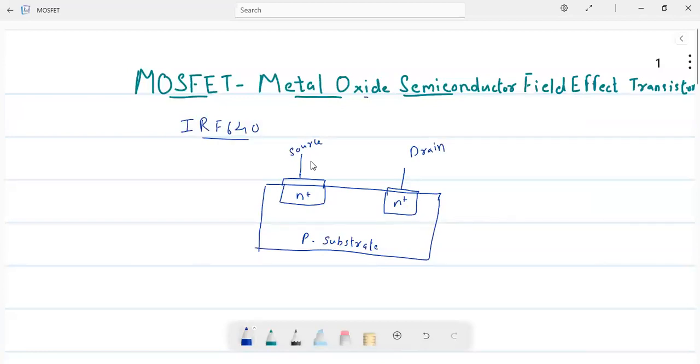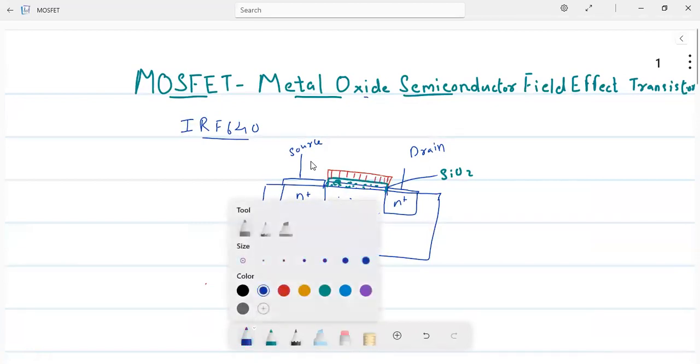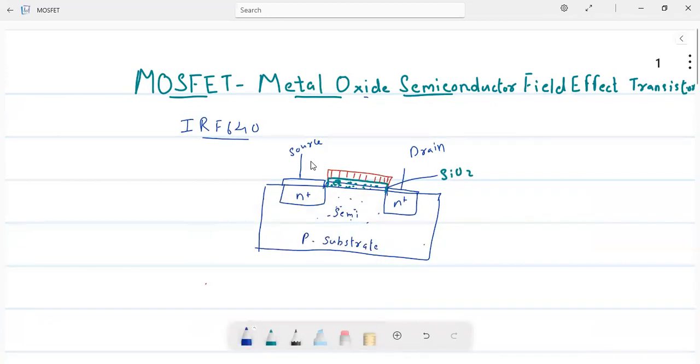Now we'll come to why it is called MOS, metal oxide semiconductor. Here one semiconductor material is there. In that we'll be having one small silicon dioxide layer, SiO2. This is your SiO2 layer, silicon dioxide. Above that we'll be having a metal layer. So one semiconductor layer is there, that can be either P or N. One silicon dioxide layer is there. Then one metal layer is there. That's why it is called MOS, metal oxide semiconductor field effect transistor.